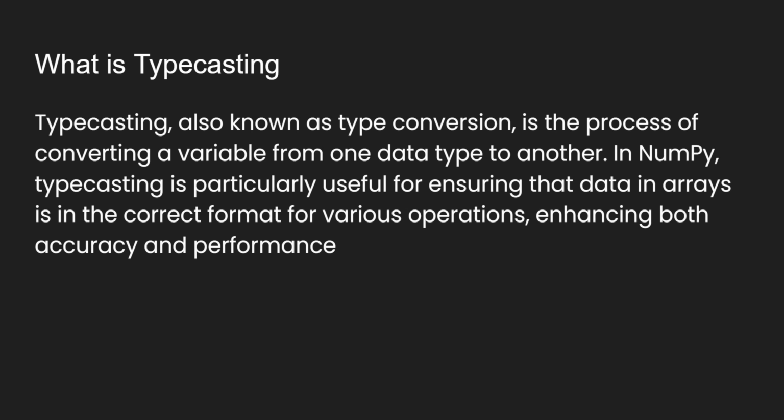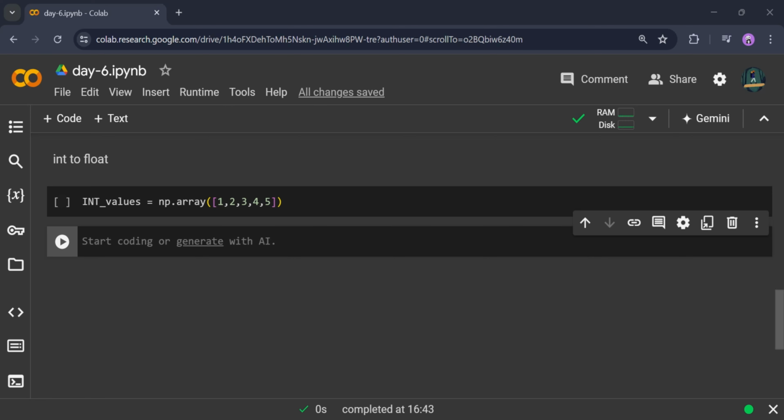Next is typecasting. Typecasting, also known as type conversion, is the process of converting a variable from one data type to another data type. In NumPy, typecasting is particularly useful for ensuring that data types in arrays are in the correct format for various operations, enhancing both accuracy and performance. In NumPy, you can use the astype method to cast an array to a different data type.